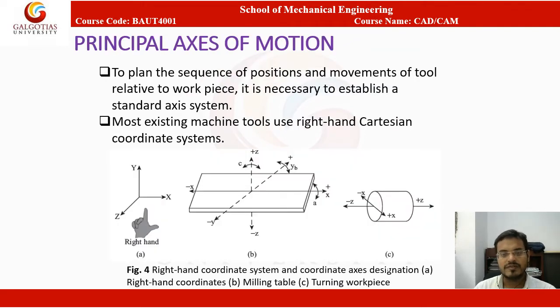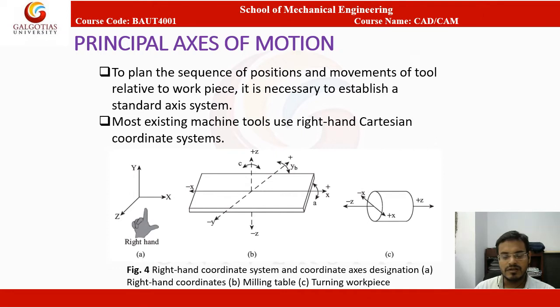So what are the principal axes of motion in these CNC machines? To plan the sequence of positions and movements of the tool with respect to the workpiece, it is important to establish a standard axis system. Most existing machine tools use the right hand Cartesian coordinate system.